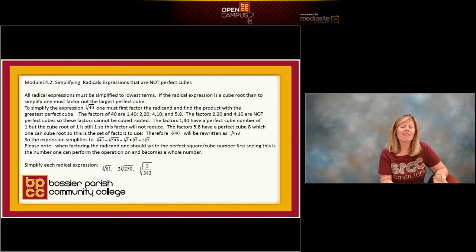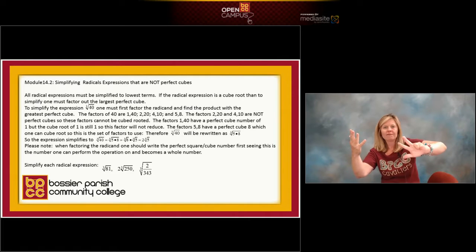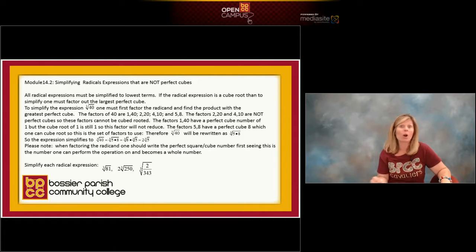So if you look here, I have an expression, the cube root of 40. I know 40 is not a perfect cube number because I know my cube root list: 1, 8, 27, 64, 125, 216, 343, 512, 729, 1,000. 40 is nowhere on that list. There is no whole number you can multiply 3 times to make 40. Therefore, how do we simplify this expression?